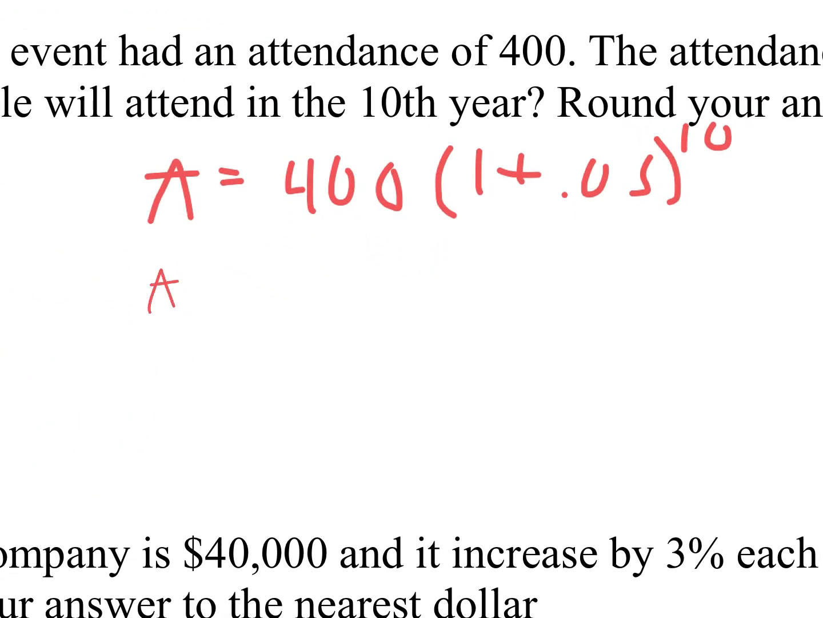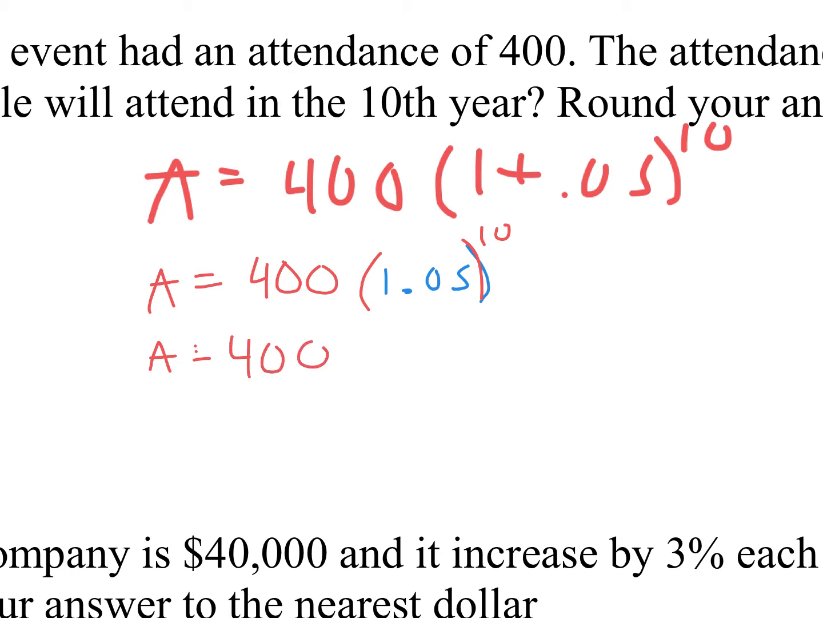So according to our order of operations, what do we need to do first? The parentheses. So 1 plus 0.05 would be 1.05, and then to the power of 10. So we just did our parentheses first. What should we do next? The exponent. So we have 400. We need to put 1.05 into our calculator.